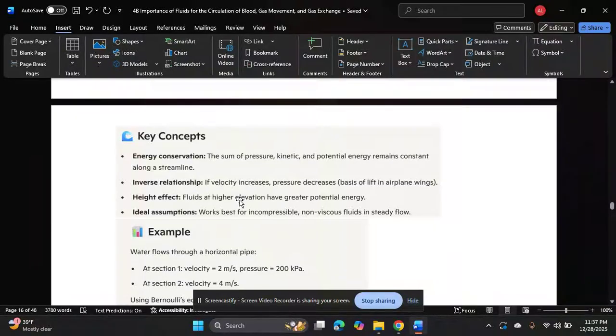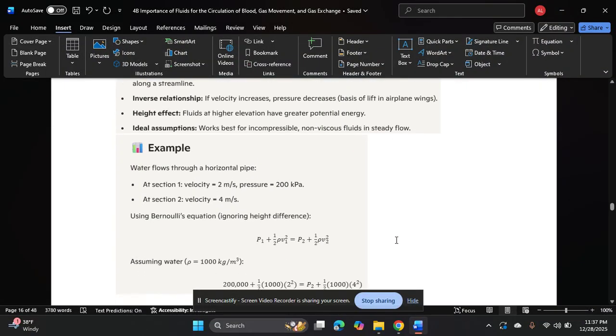Energy conservation: the sum of pressure, kinetic, and potential energy remains constant along a streamline. Inverse relationship: if velocity increases, pressure decreases, the basis of lift in airplane wings, right? So velocity increases when the plane is flying. That's exactly how it takes off. Why? Because the speed increases. All right, the height effect: fluids at higher elevation have greater potential energy. The ideal assumption works best for incompressible, non-viscous fluid in steady flow, right?